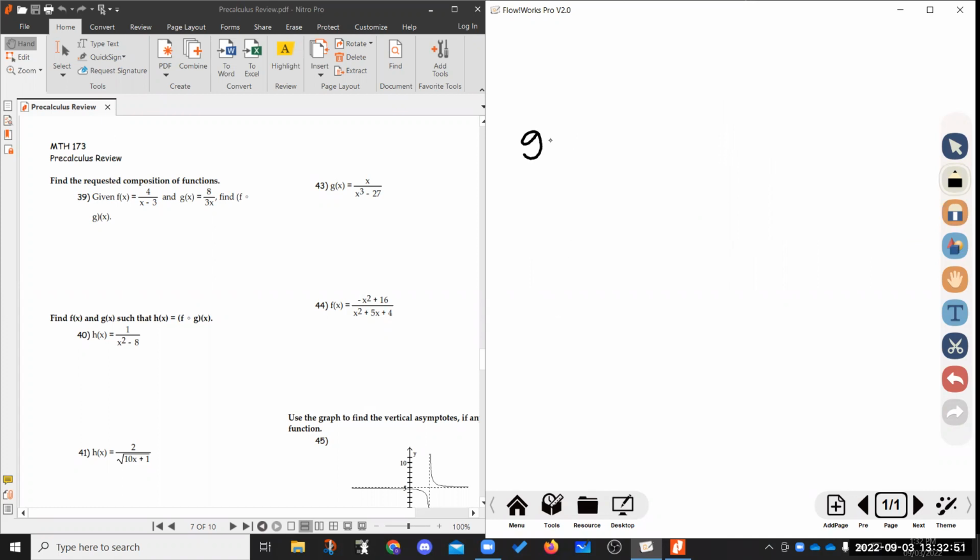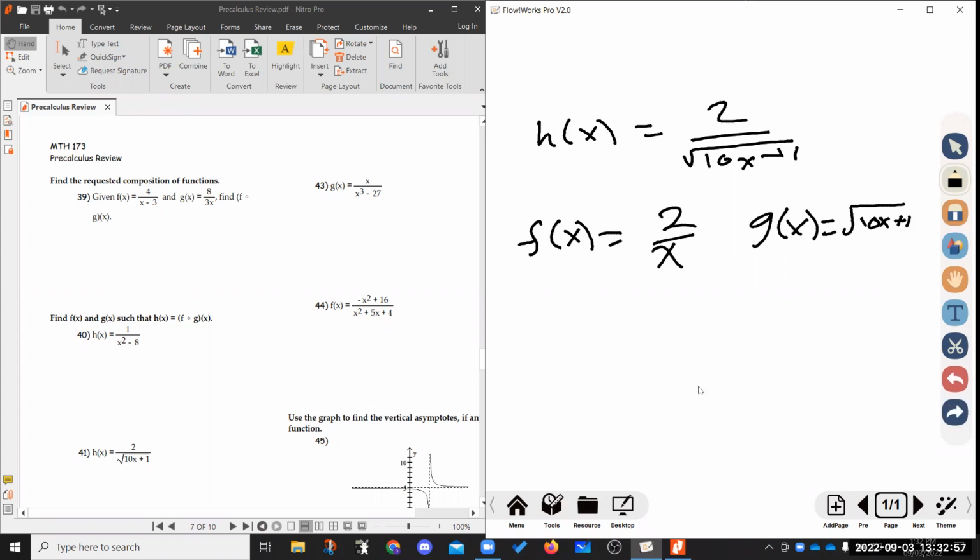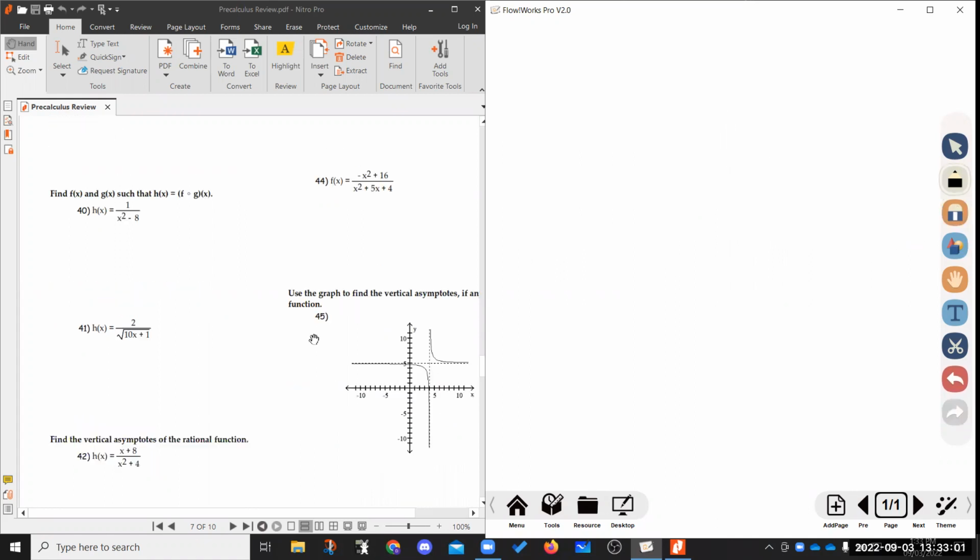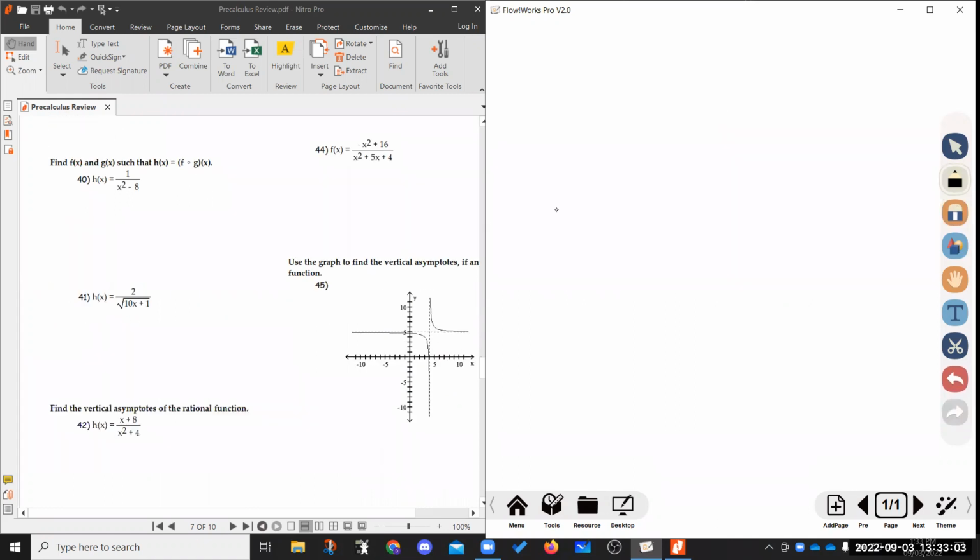43, we have g of, sorry, I'm not there yet. I need to do 42 first. 42, find the vertical asymptotes of the rational function. H of x is x plus 8 over x squared plus 4.